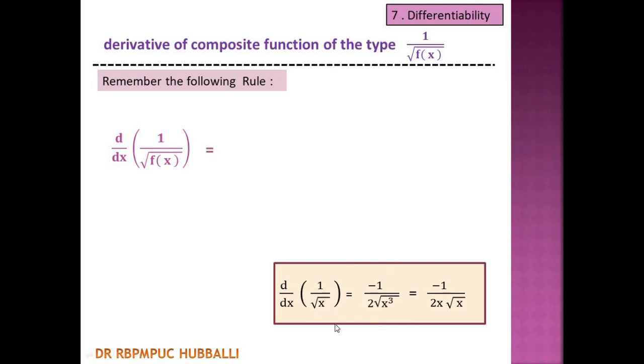So the derivative of the 1 upon root x function is given by minus 1 by 2 root of x cube, or root x cube is written as x into root x. This is nothing but simplification. So any one answer you can write directly, and this answer you will get by simplifying this 1 upon root x and then differentiating. Okay, I explain this one, the derivative of 1 upon root x.